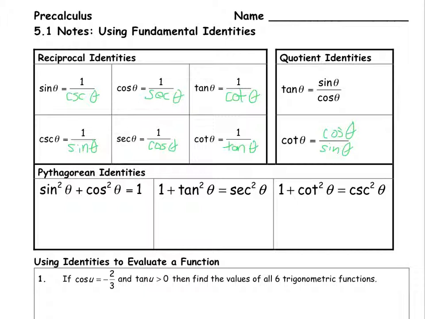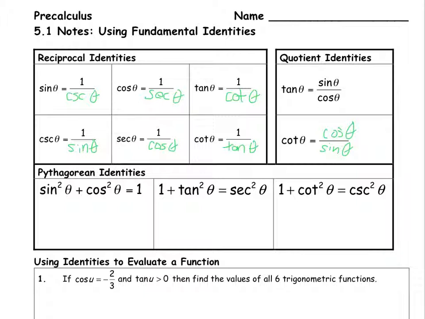There we go. These next three identities are probably the most important identities other than the ones you already know above, the reciprocal and the quotient identities. You absolutely have to know these. They are critical when simplifying trigonometric expressions and doing proofs. Okay? The first one should not be a mystery to you at all. It is literally the Pythagorean theorem applied to the unit circle.